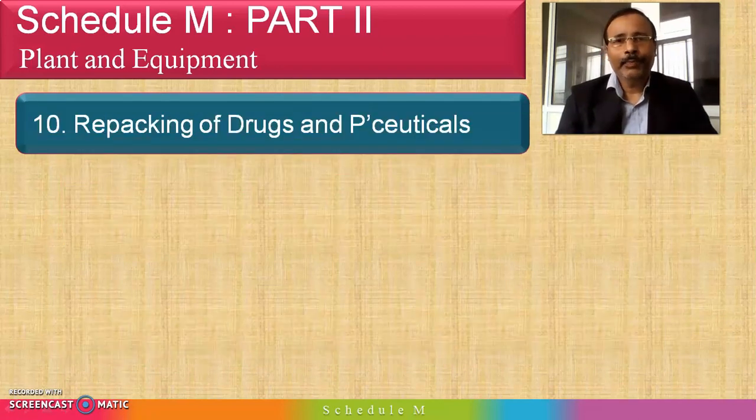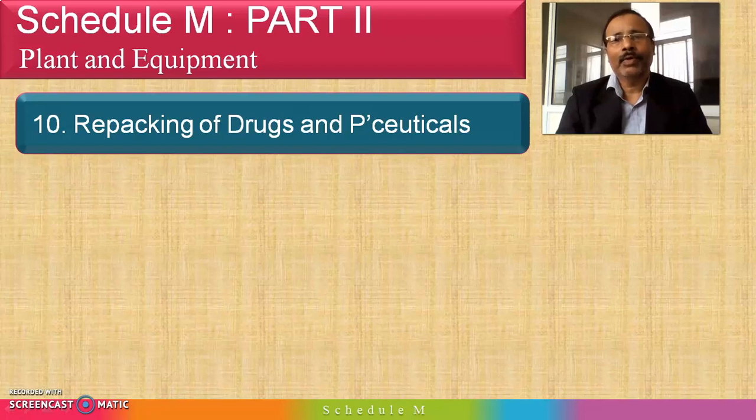Now the 10th category, that is repacking of drugs and pharmaceuticals. The name indicates everything. Repacking. Whenever we recall a drug or pharmaceutical ingredient from the market, we will have to do its repacking again. So the repacking should be done in a proper area or proper place.